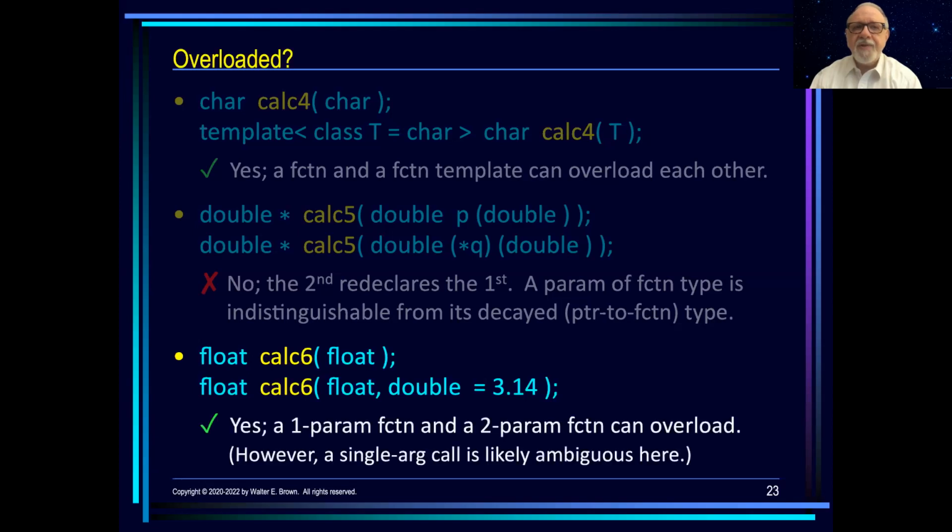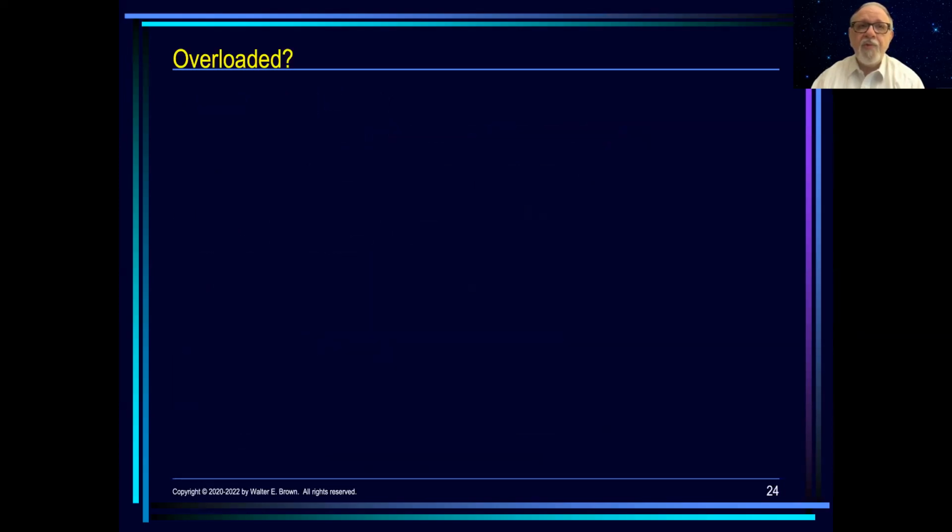This one's kind of interesting. These are, in fact, overloaded. We have a function that takes one parameter and another function that takes two parameters. So they're distinguishable. On the other hand, if you actually were to make a call with only a single argument, that's probably going to turn out to be ambiguous. But nonetheless, it's a valid overload set. Let's look at a few more.